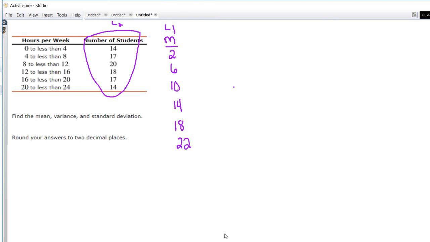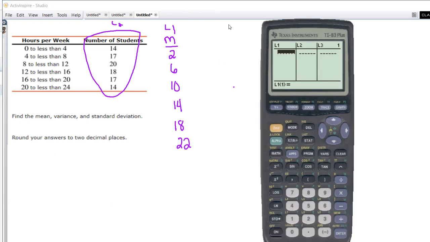Okay, so back to this. In my L1, I am going to enter 2, 6, 10, 14, 18, and 22. Then I'm going to scroll over to L2. And in L2, I'm going to put 14, 17, 20, 18, 17, and 14. Then I'm going to exit out of there.